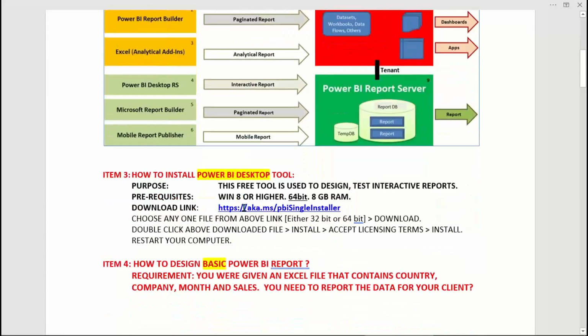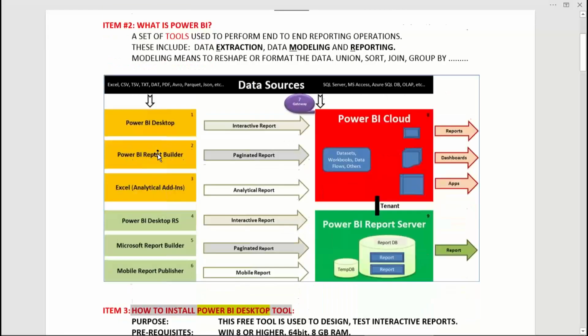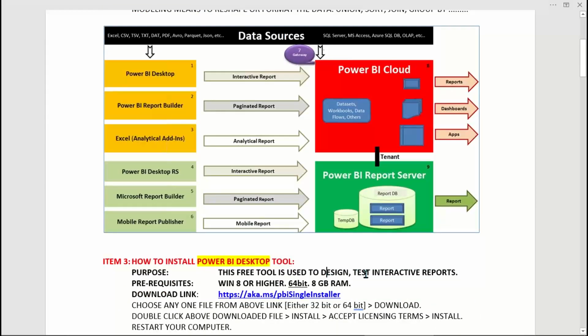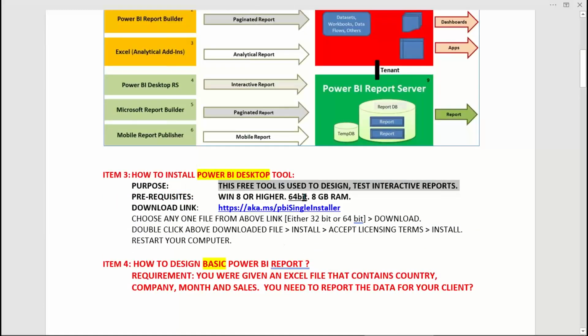Come on, let's get started. How to install Power BI desktop tool. Let's see how to do that. Really a simple process. Let's do it carefully. Main purpose of Power BI desktop tool is to design and test interactive reports. Design and test interactive reports. The prerequisites: Windows 8 or higher operating system, 64-bit processor and 8 gig RAM.